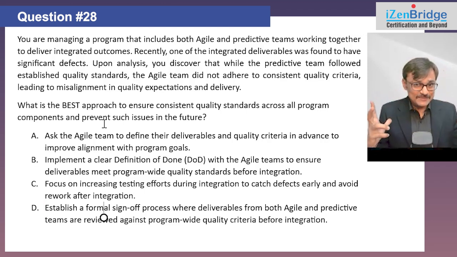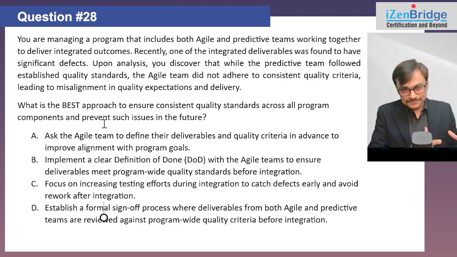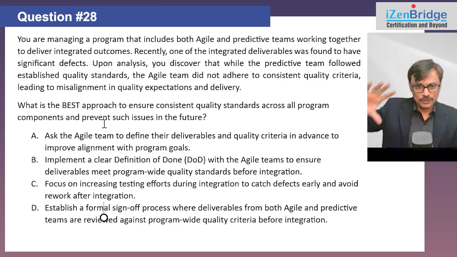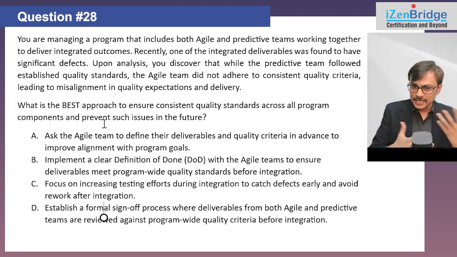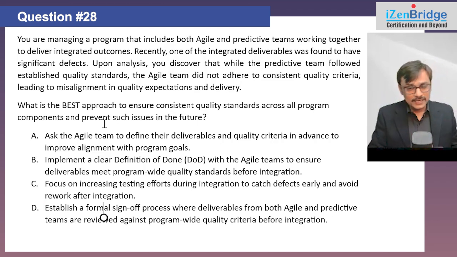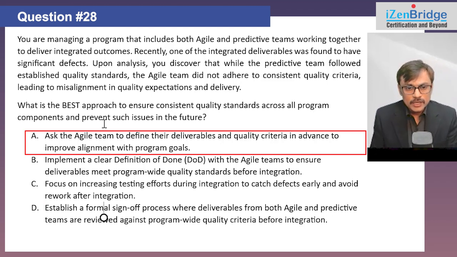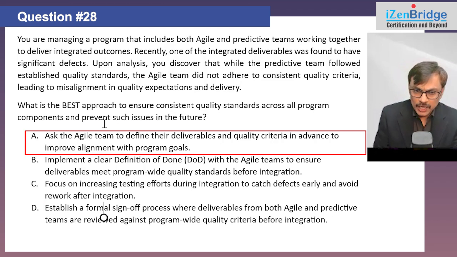So the agile theme continues. So you have a component which is getting integrated with the predictive. Predictive is having proper definition of work breakdown structure, scope, test cases and all, and that ensures it is taken care. Since agile is working in a dynamic environment, somehow it lacked that, and ultimately the integrated component is creating a problem for you. Option A, ask the agile team to define their deliverable and quality criteria in advance to improve alignment with program goals.